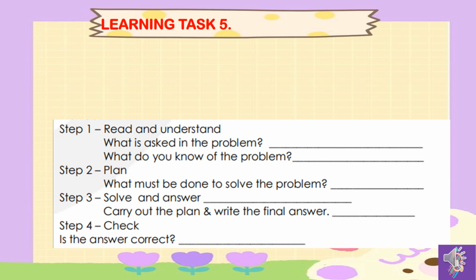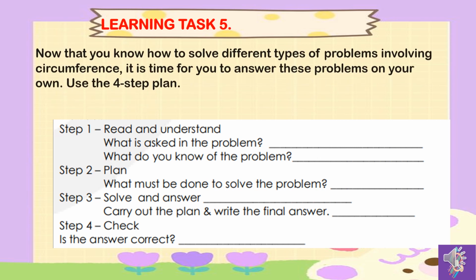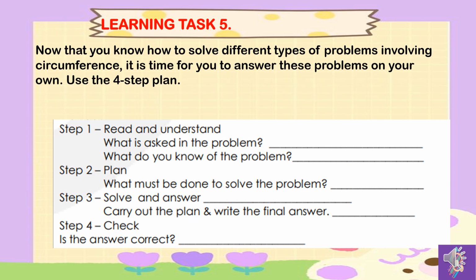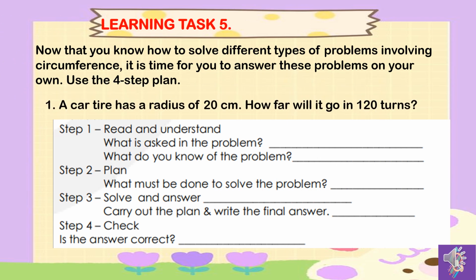Okay, so for learning task 5, now that you know how to solve different types of problems involving circumference, it is time for you to answer these problems on your own. Use the 4-step plan. So, the problem is, a car tire has a radius of 20 centimeters. How far will it go in 120 turns?